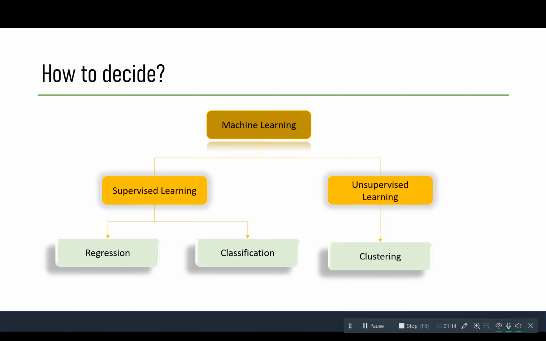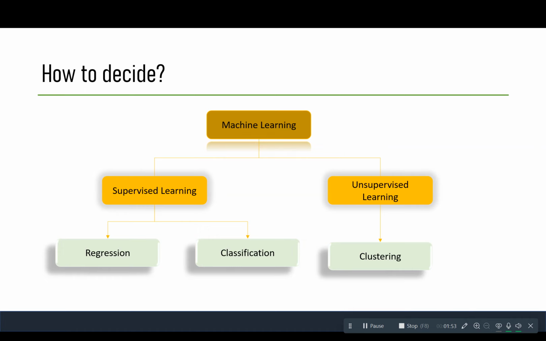Then we have classification. It is also a supervised learning that is used to predict category output, such as classifying an email as spam or not spam. Now unsupervised learning is subdivided into a single sub box labeled clustering. Unsupervised learning is a type of machine learning where the algorithm is trained on unlabeled data where the correct answers are not known. Clustering is a type of unsupervised learning that is used to group similar data points together based on their features, without any prior knowledge of how many groups there should be or what those groups should be called.